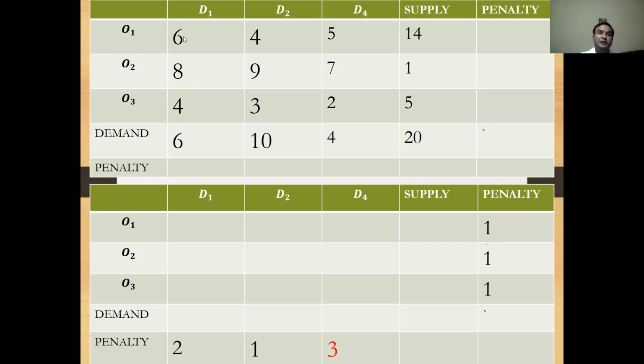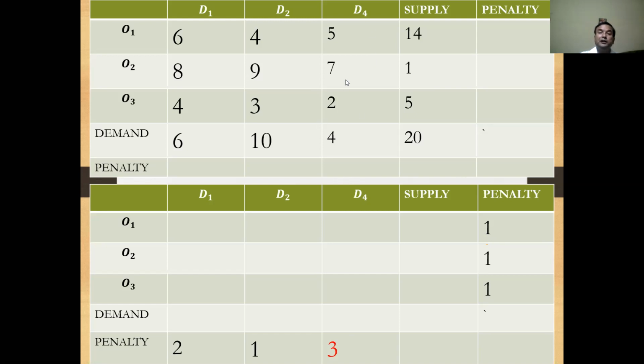Similarly, column wise 6 and 4. This penalty is 2. Then 4 and 3 penalty is 1. And 2 and 5 penalty is 3. So obviously 3 is the largest penalty here. So according to the largest penalty, we think of destination 4.